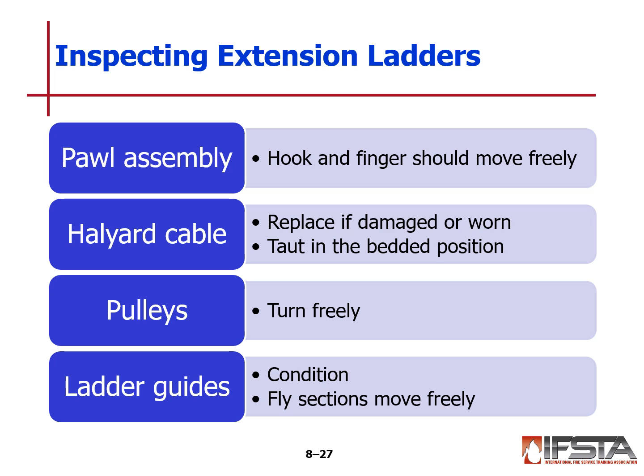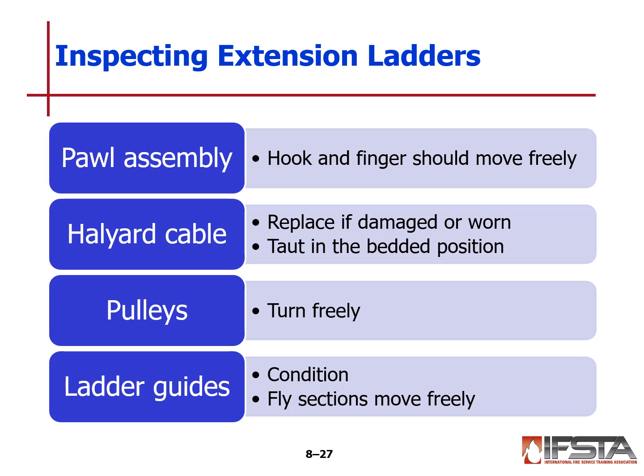With extension ladders, we're looking at the very same things as with our straight ladders, and we're going to add a few things. So we're going to look at the pawl assembly. The hook and the finger assembly should move freely. Sometimes these get corroded, or sometimes they will get road grime and corrosion on them, and we need to lubricate properly and ensure that they're freely working.